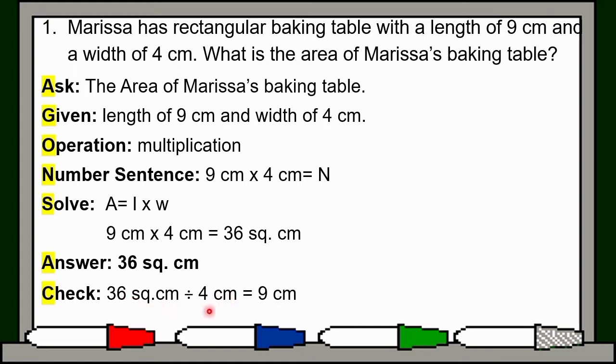When we divide these two, what we get is 9 centimeters, which is the length of the baking table. Okay, so you can also put the length here, and then the final answer is 4 centimeters, which is the width. So therefore, our answer is correct.